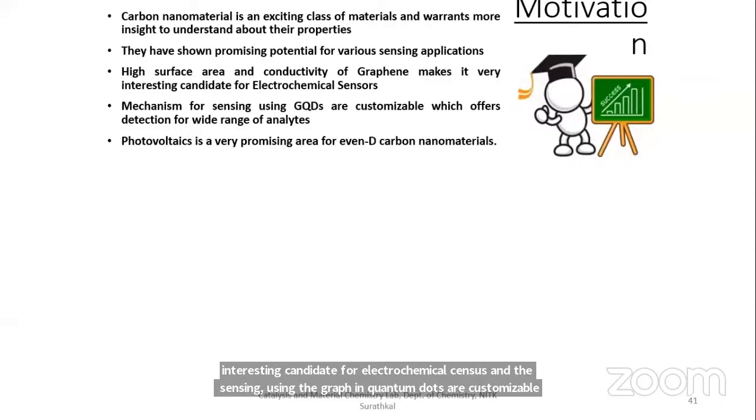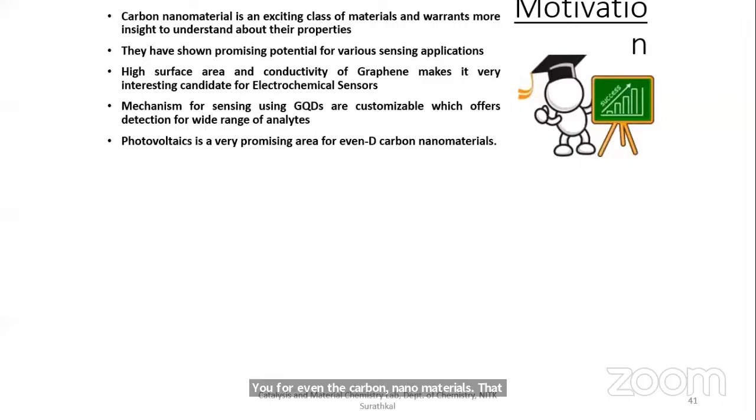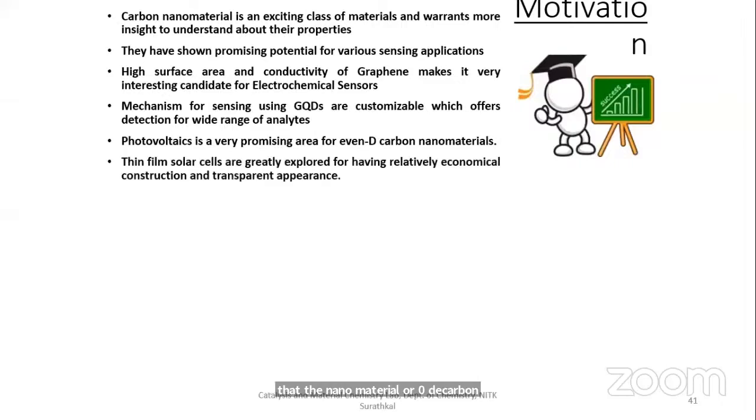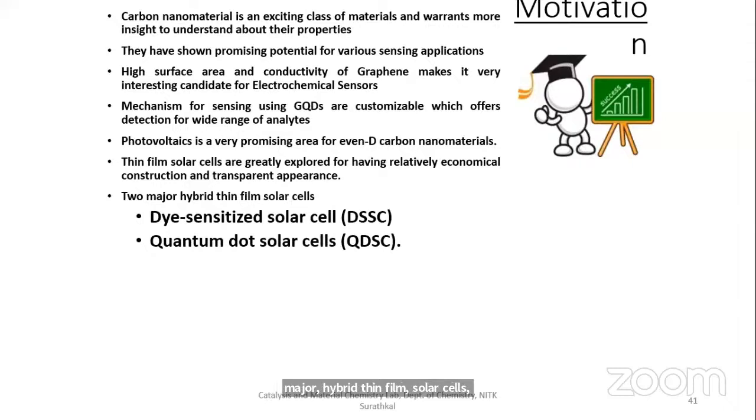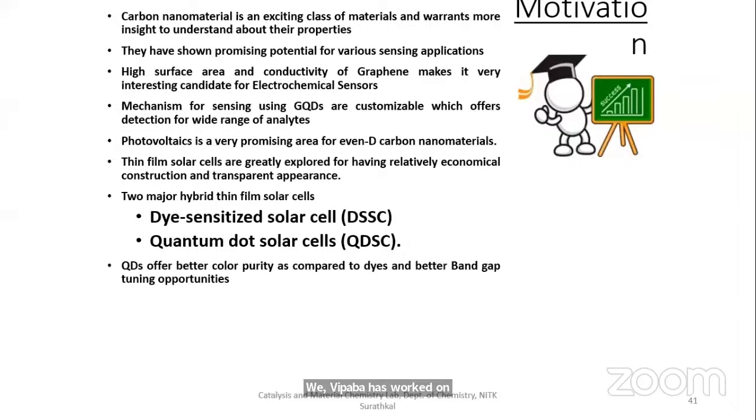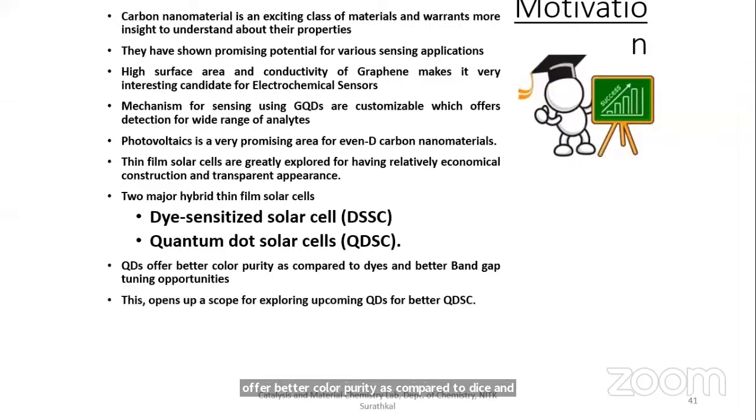Photovoltaics is a very promising area even for carbon nanomaterials, that is 2D carbon nanomaterials or 0D carbon nanomaterials. Thin film solar cells are greatly explored for their relatively economical construction and transparent appearance. Two major hybrid thin film solar cells are dye-sensitized solar cells and quantum dot solar cells. Dr. Viprabha has worked on dye-sensitized solar cells. Quantum dots offer better color purity as compared to dyes and better band gap tuning opportunities. So this opens up scope for exploring upcoming quantum dots for better quantum dot solar cells.